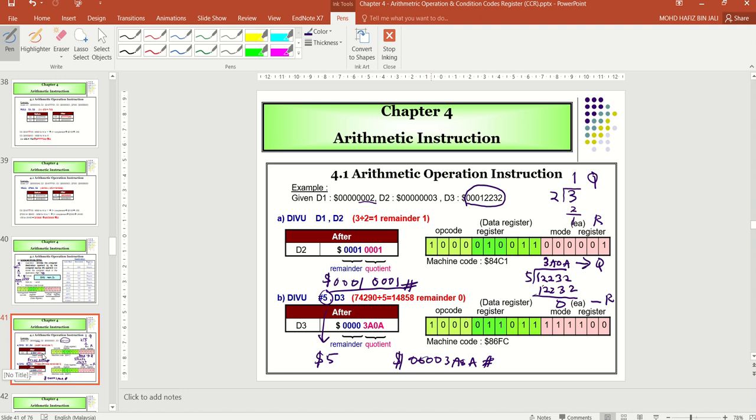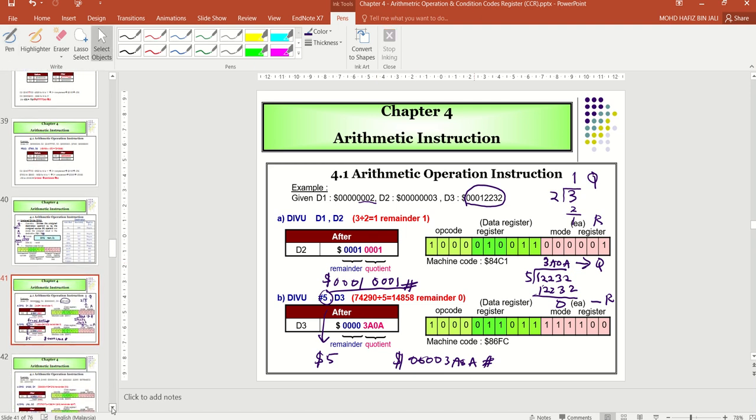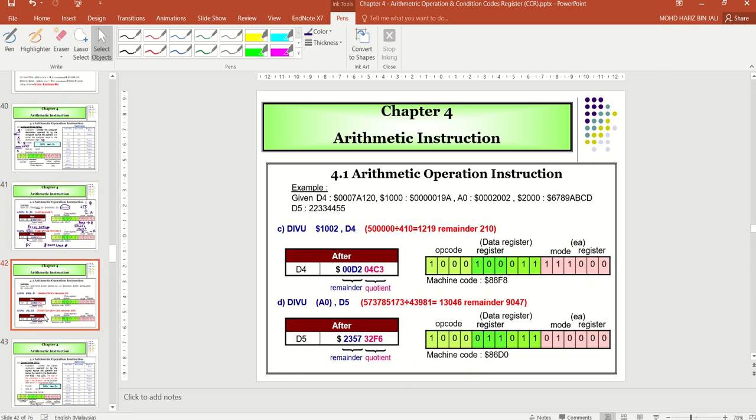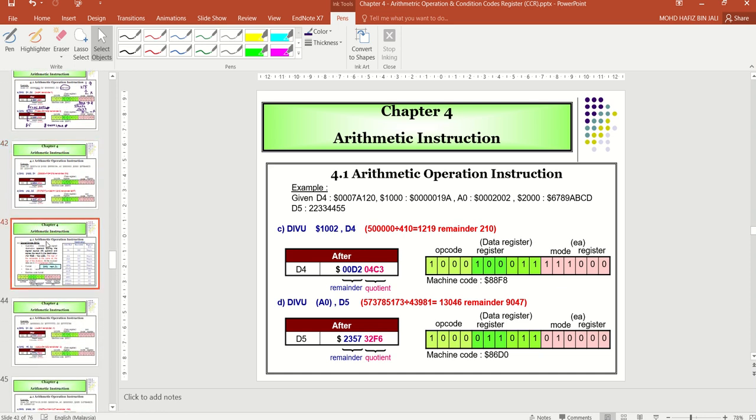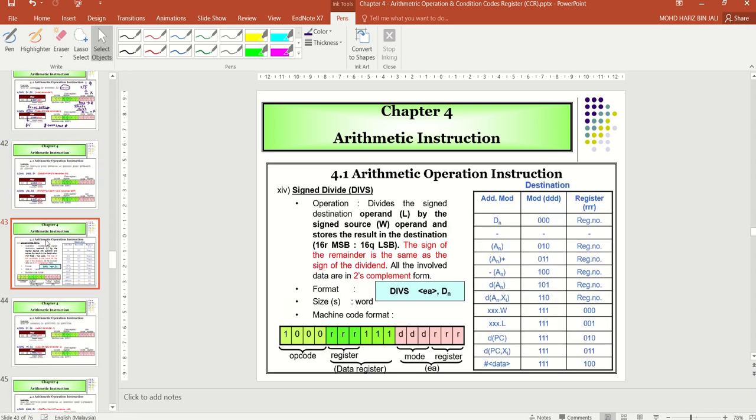Okay, so I hope you understand, and I hope you try to calculate either using your calculator or in the EASy68K software. This one you have to try by yourself. It's around the same technique.